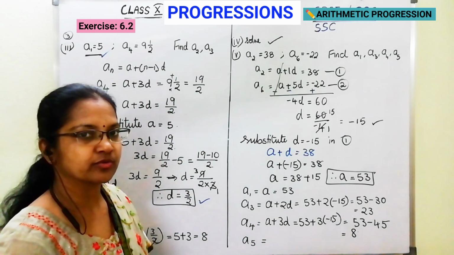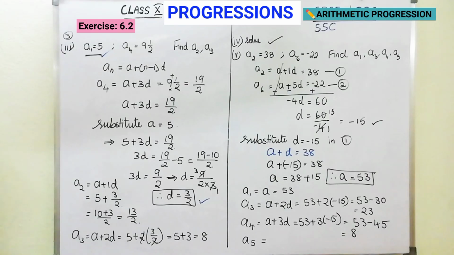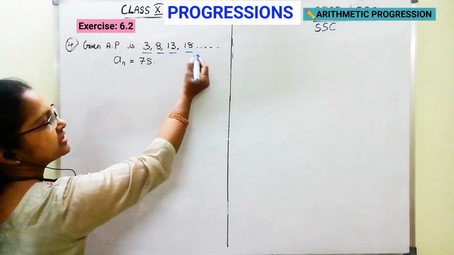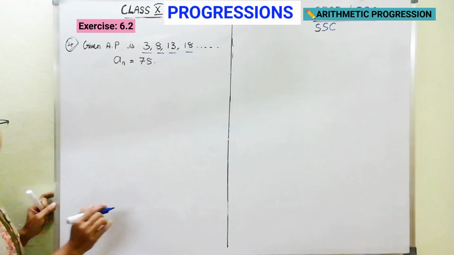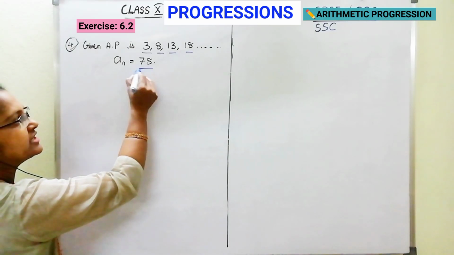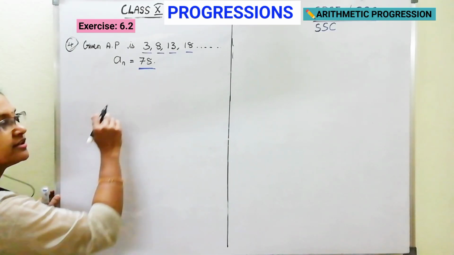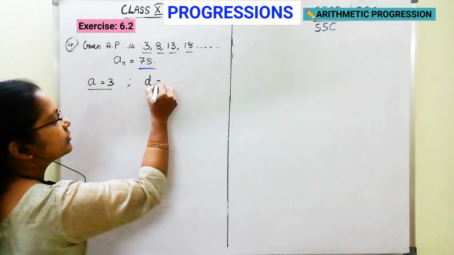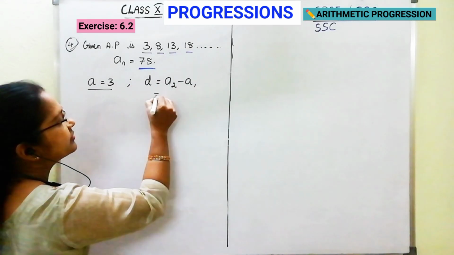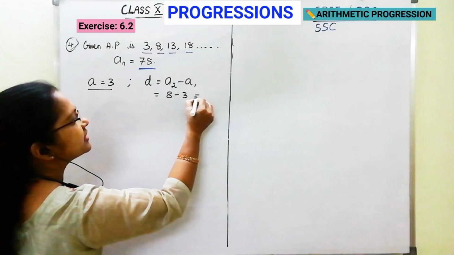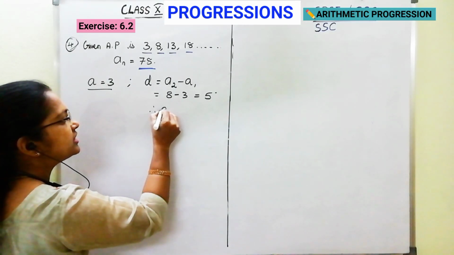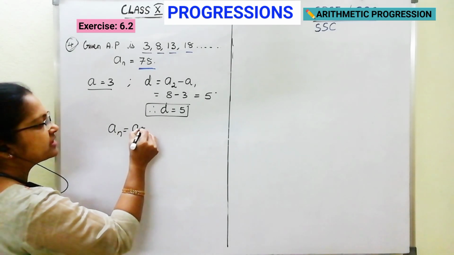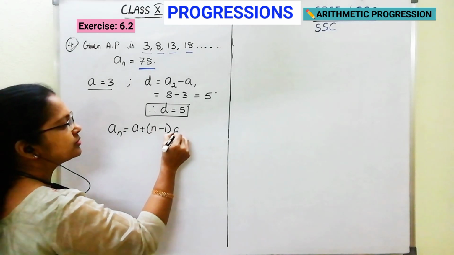Let us move on with the next question. In this fourth question, they have given the AP as 3, 8, 13, 18 and so on. And they are asking which term of this AP is 78. So we are going to calculate: A is equal to 3. And D is equal to A2 minus A1, which is 8 minus 3, that is 5. Therefore, D is equal to 5.